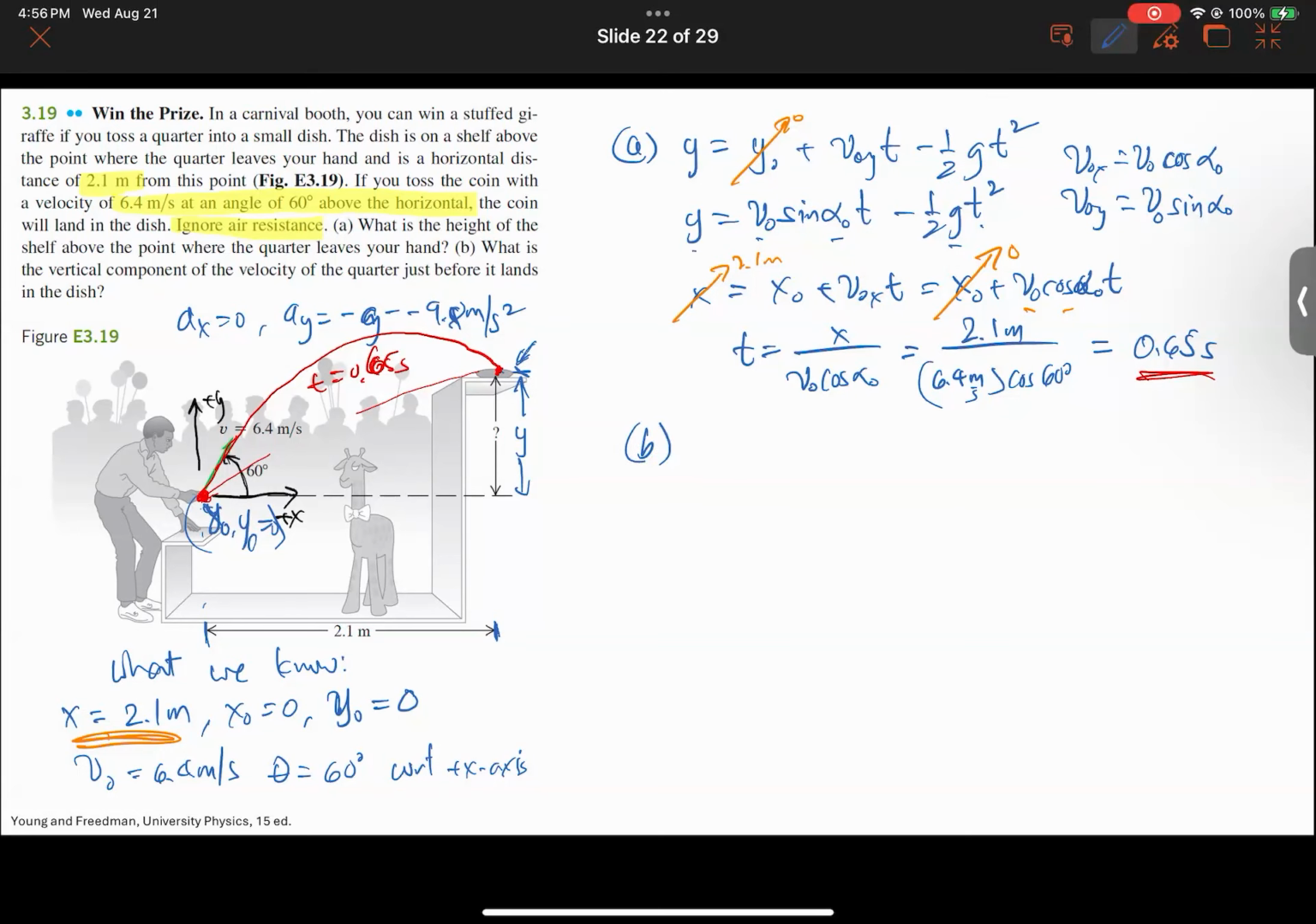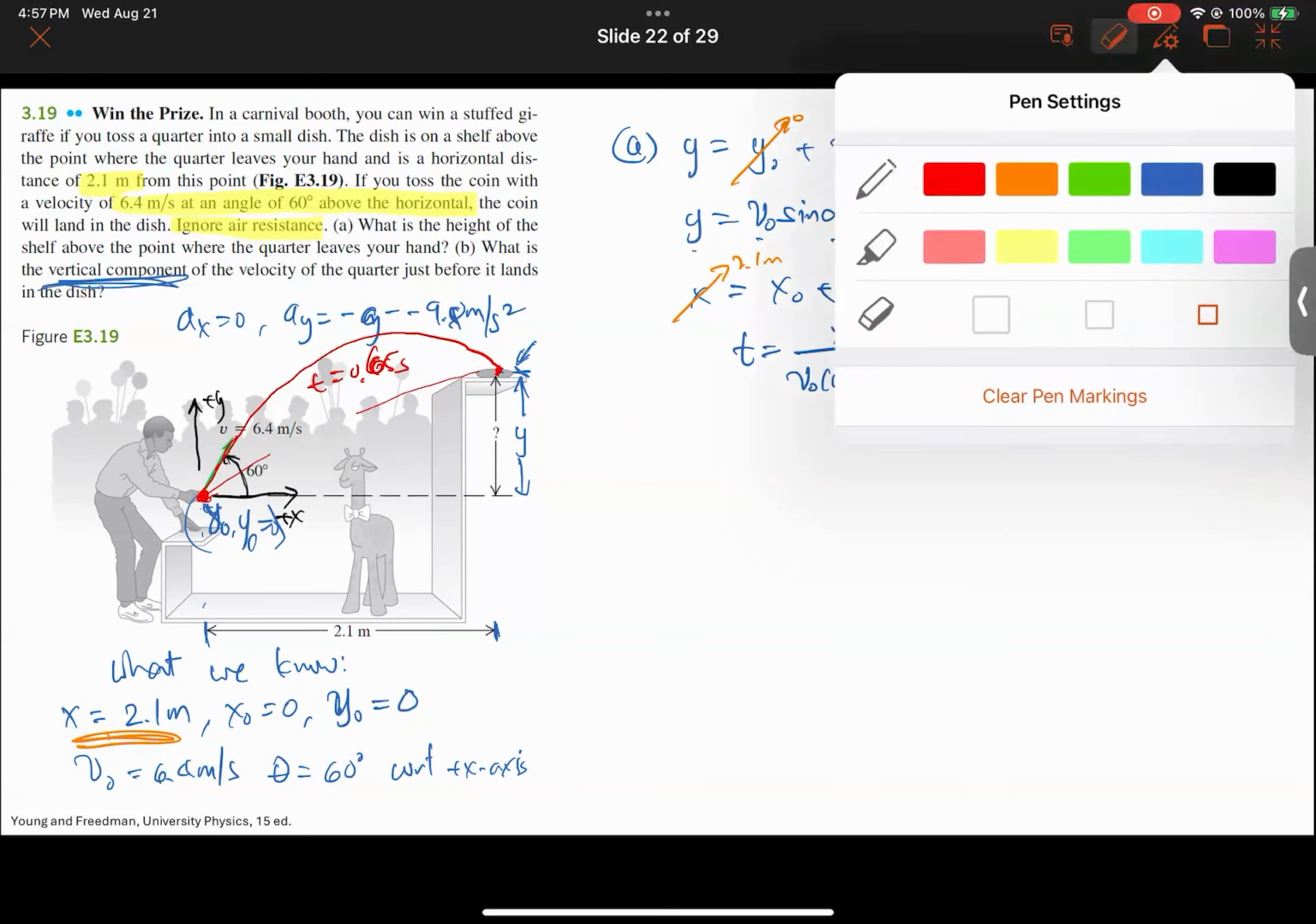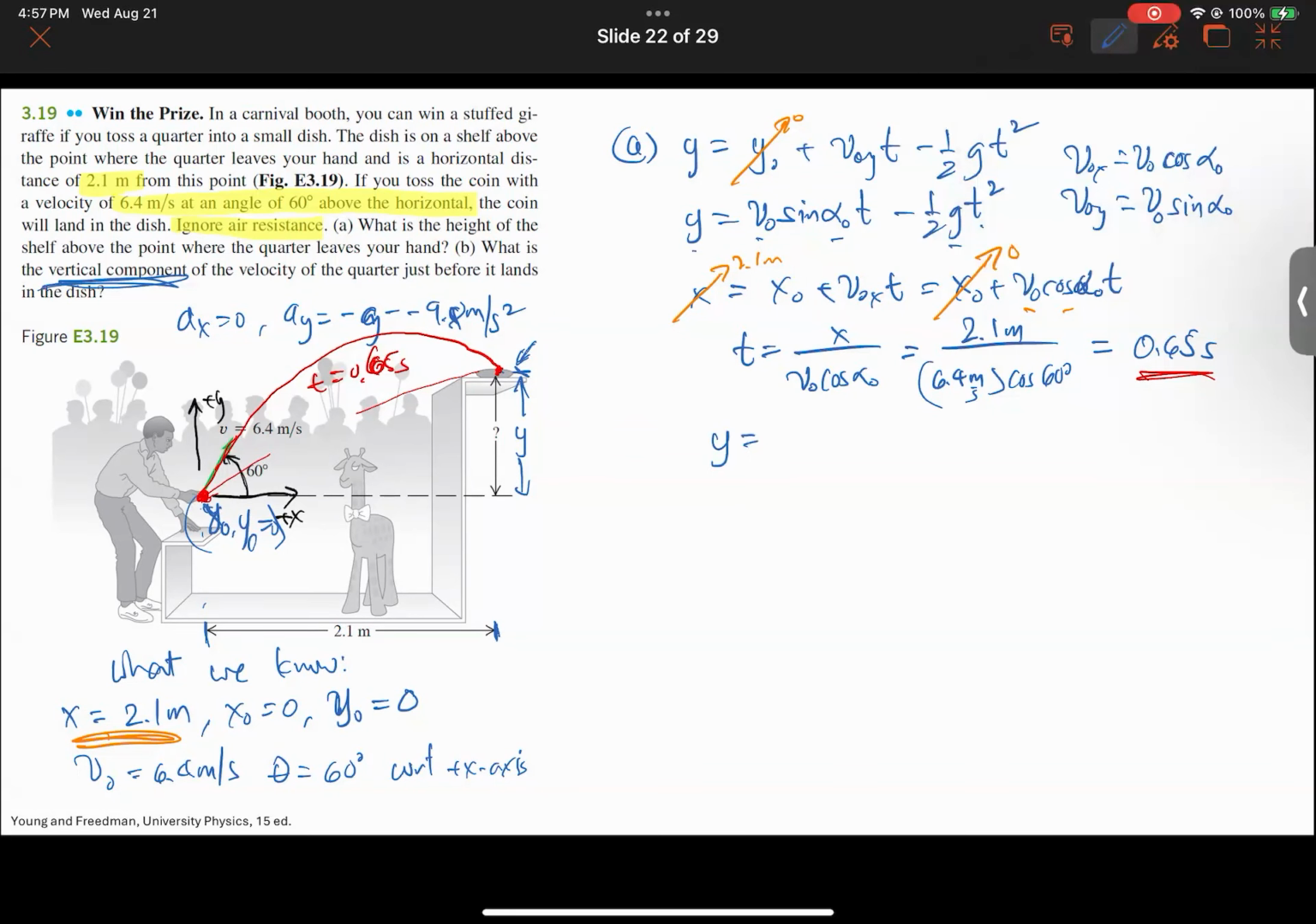ano yung vertical component ng velocity of the quarter just before it lands? So pinapahanap lang is vertical component, just before it lands. Okay, so, oh sorry, hindi pa pala natin susolve yung y. Okay, so now we can solve for the height.